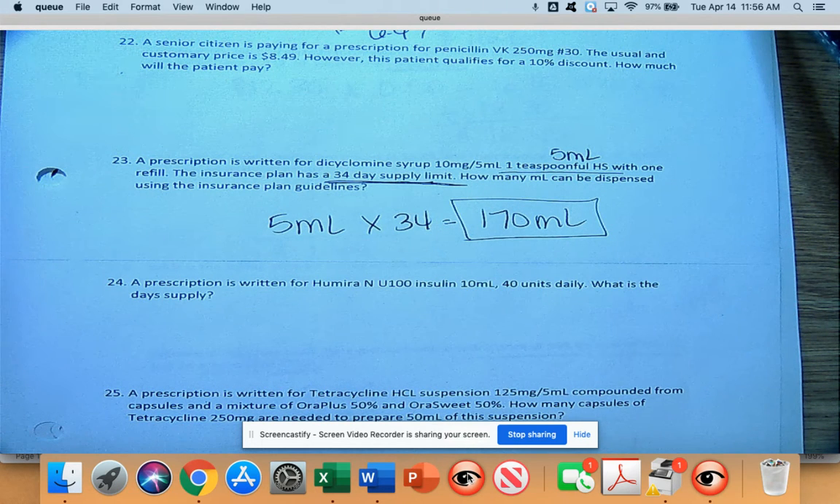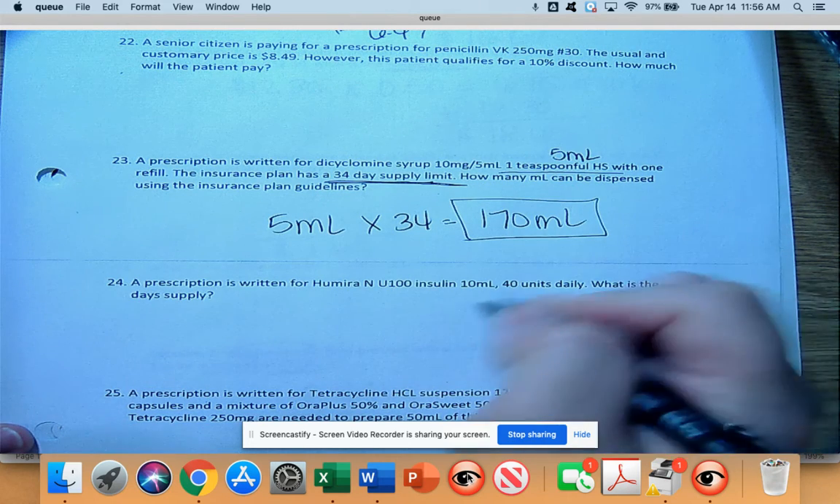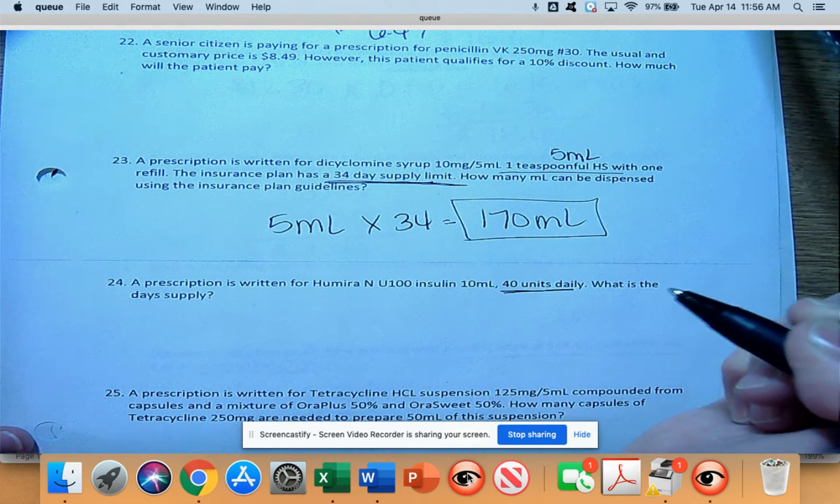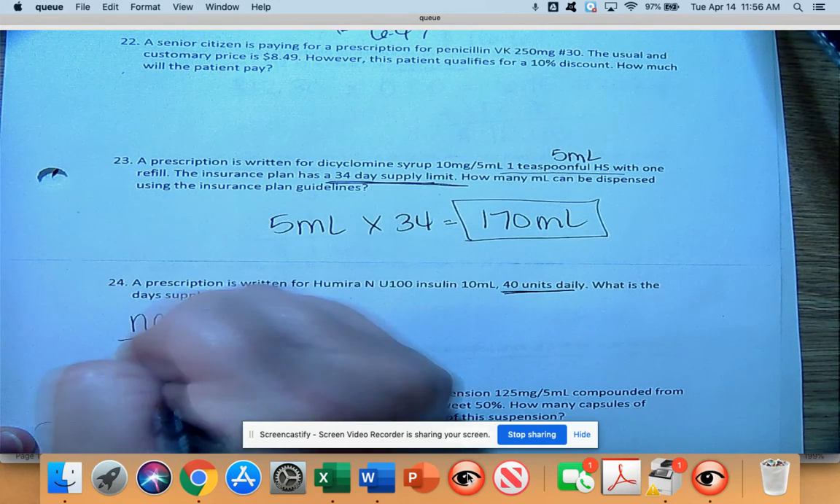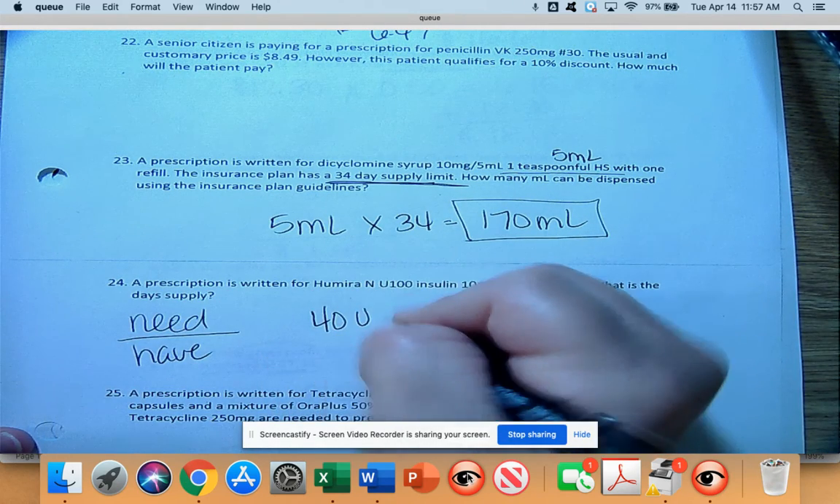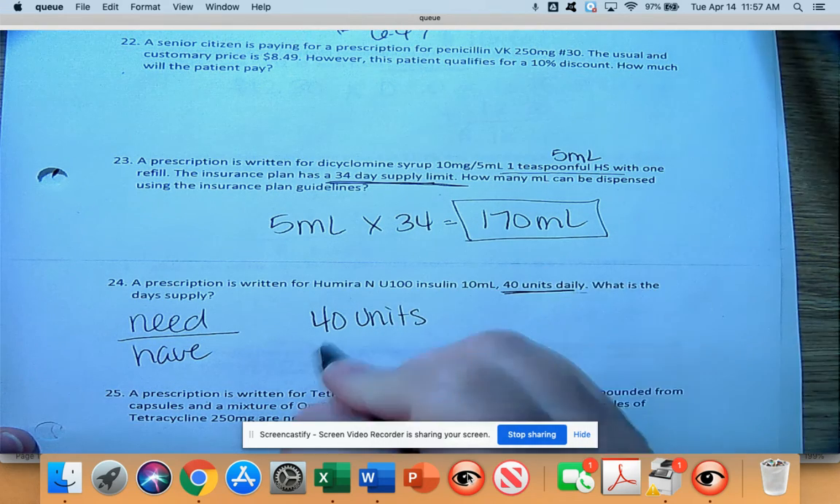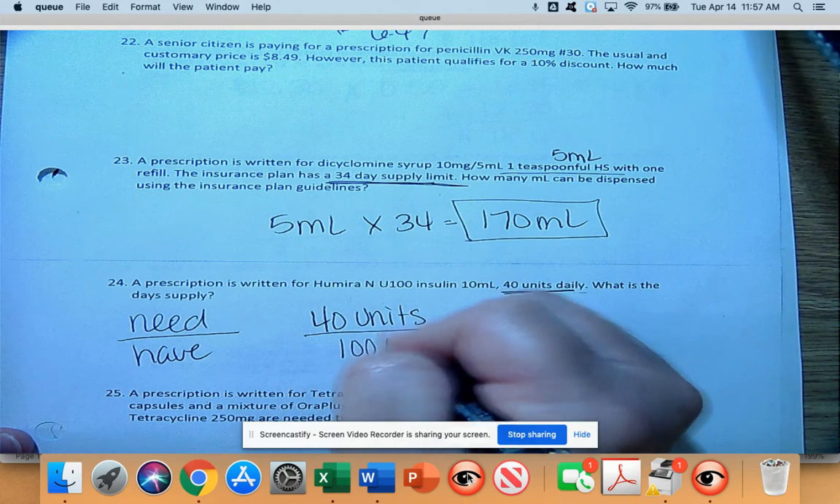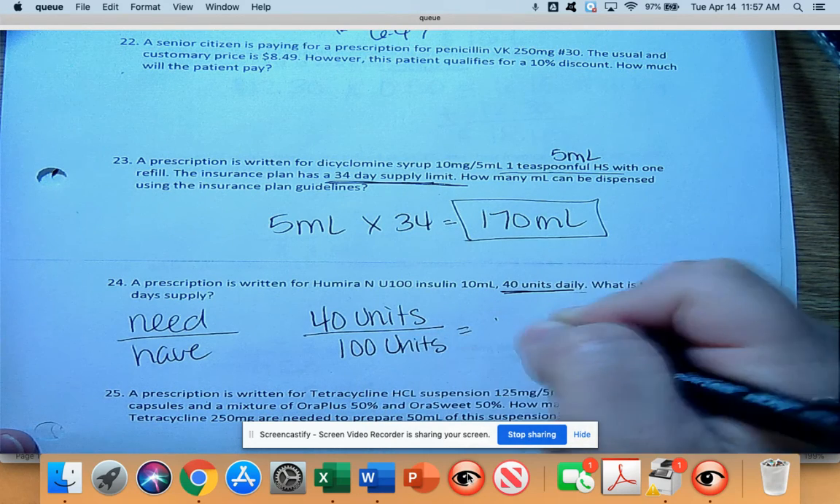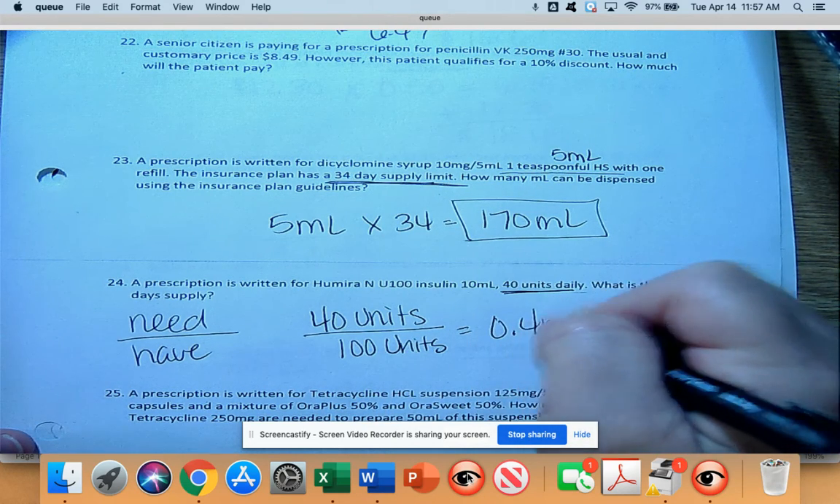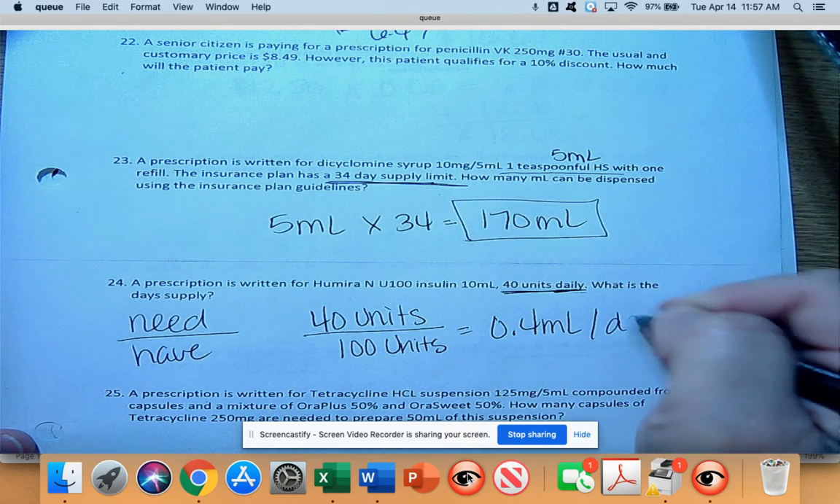Here you kind of have to know that U-100 is 100 units per mL. So they're going to take 40 units daily. Well, there's 100 units in every milliliter. So they're taking less than 1 milliliter. And remember, just like always, and this kind of trips people up, you just take what you need and divide it by what you have. We need 40 units daily, and we have 100 units per mL. So when I divide 40 by 100, the patient's going to be taking 0.4 milliliters per day.